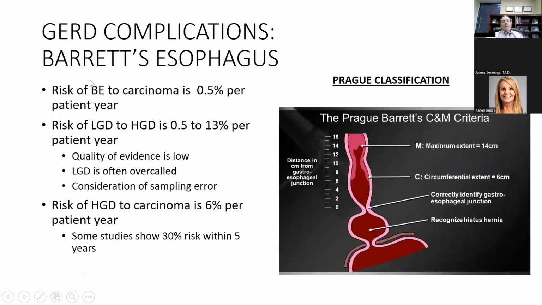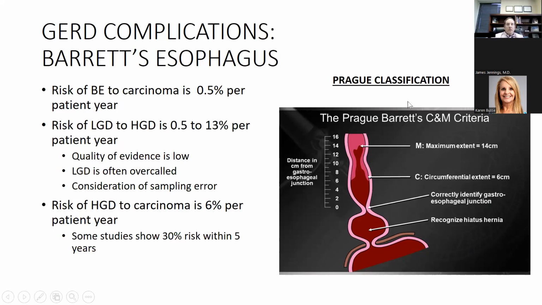So the risk of Barrett's esophagus going to cancer is about 0.5% per year. But once you get to low-grade or high-grade dysplasia, it can go up to 13%. Once you get to high-grade dysplasia, it's about 6% per patient year of developing esophageal cancer. Some study shows up to 30%. And again, those are probably due to the presence of those multiple risk factors: age, smoking, and the length of Barrett's esophagus.